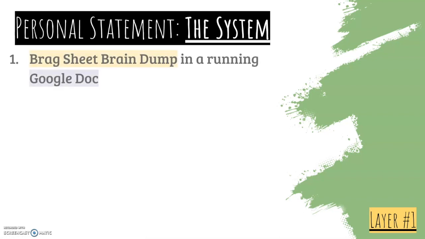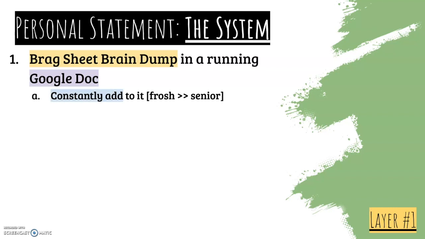Layer number 1. I really suggest a brag sheet brain dump, and I'll go ahead and show an example on the next slide. You want to keep a running Google Doc of this, something that you are constantly updating, and not just senior year when you're starting to apply, but freshman, sophomore, junior, senior year, because although 4 years might not seem like that long, you might forget a lot of what you did, and so you just want to update it all the time.